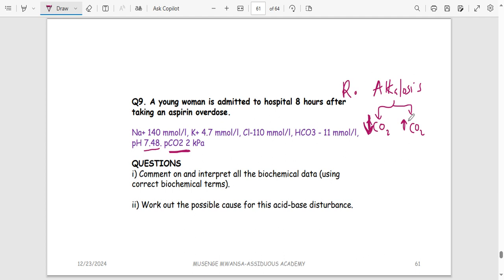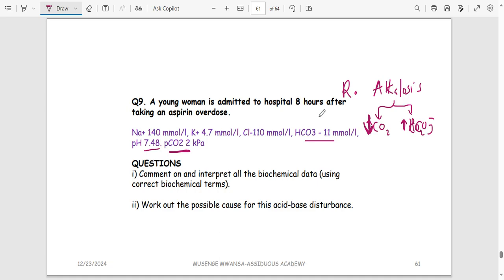And then this is supposed to be bicarbonate this side, and the bicarbonate is 11, that is low. So there is some form of compensation which is happening. So we comment on the result: it is respiratory alkalosis. That is the problem there.